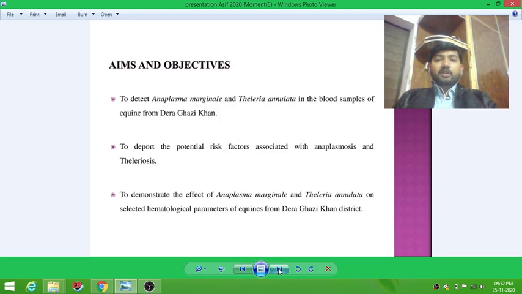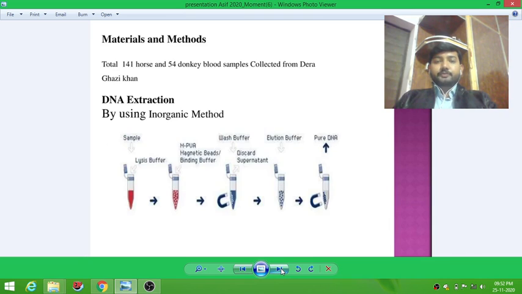The aim and objective was to detect Anaplasma marginale and Theileria annulata in blood samples of equines, also to report the potential risk factors associated with anaplasmosis and Theileria annulata, and to demonstrate the effect of these parasites on the hematological parameters of equines from the concerned district.